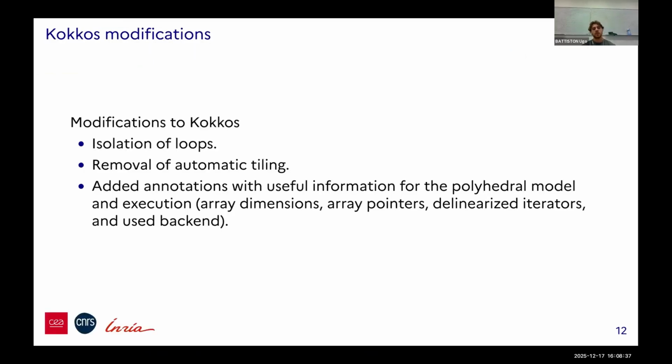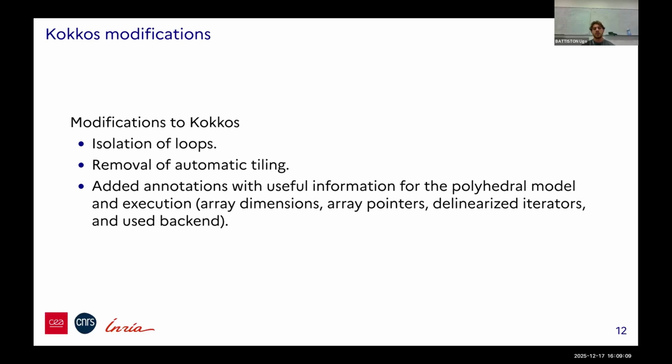Okay, firstly we need to make some modifications in Kokkos. First, we need to do the isolation of loops and also remove the automatic tiling because we want the cleanest code possible to make the detection of SCoPs easy. A SCoP is a static control part, a region of code where we can apply the Polyhedral model.